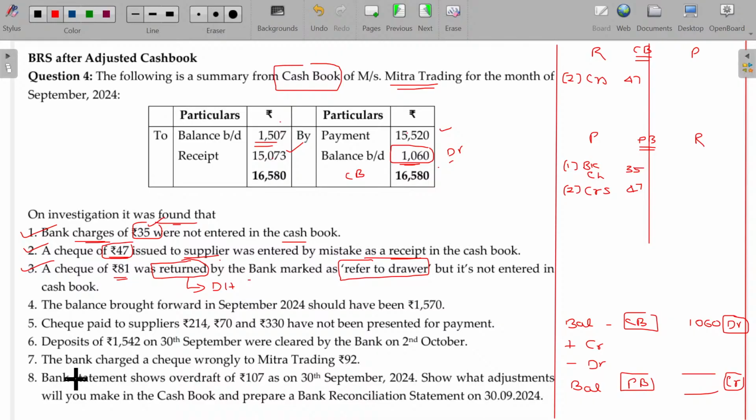In case of dishonor, it should be posted on the payment side of the cash book and passbook. Third one: dishonor of check.